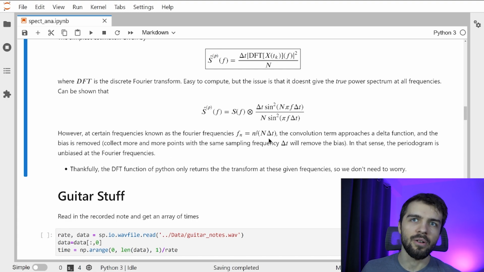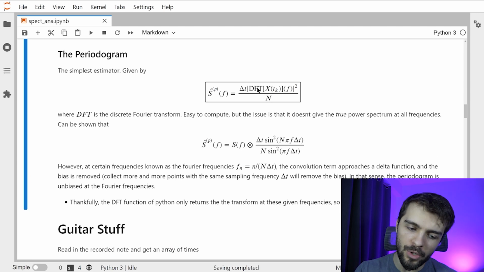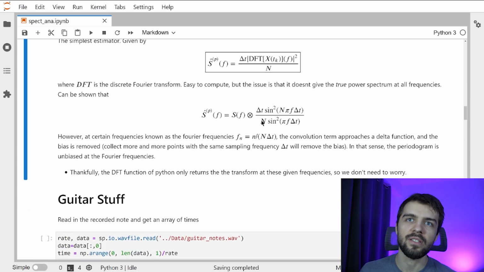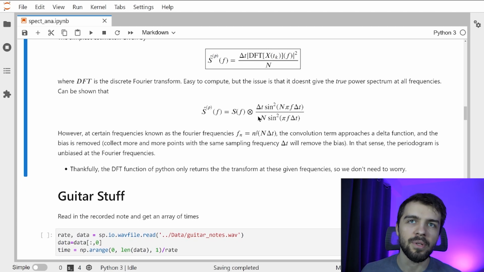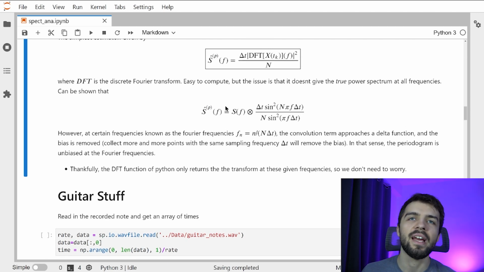So, we're lucky because that's actually what the discrete Fourier transform does. It only returns the Fourier transform at the Fourier frequencies. So when we use Python to compute spectrums, or to compute the discrete Fourier transform, it's only returning the transform at these frequencies anyways. So we don't need to worry. So the periodogram is equal to S of F at the Fourier frequencies.